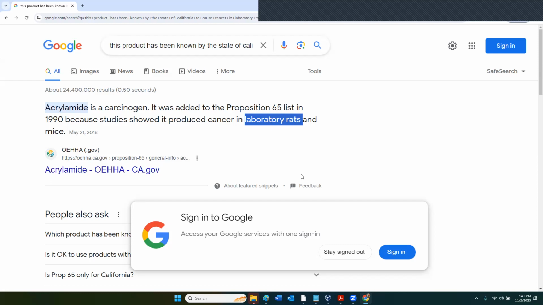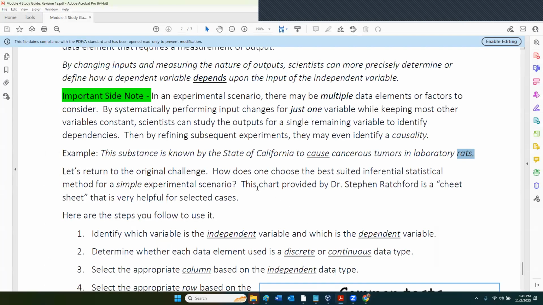So causality is a very specific thing, very hard to prove, and it takes a lot of data and a lot of statistics to do that. And with that understanding in mind, what I want to do is get back to the basic methods and just proving relationships, either directly related or inversely related.